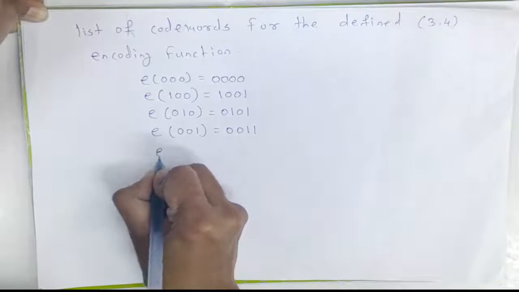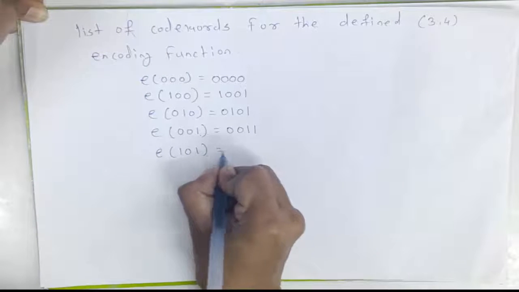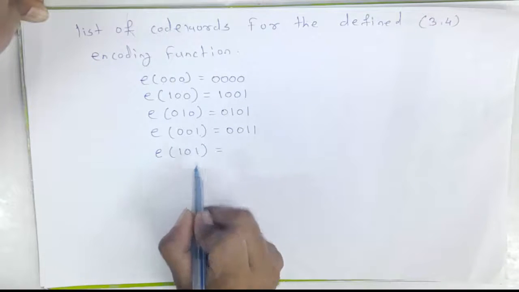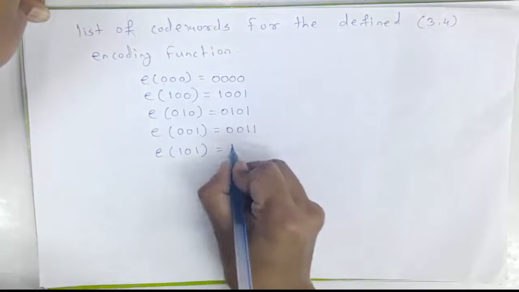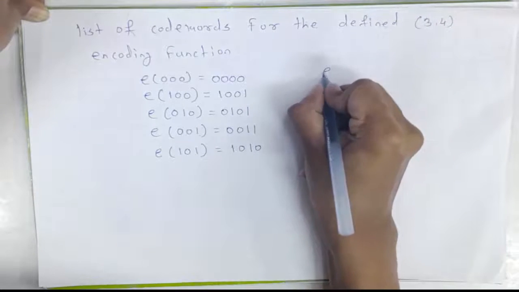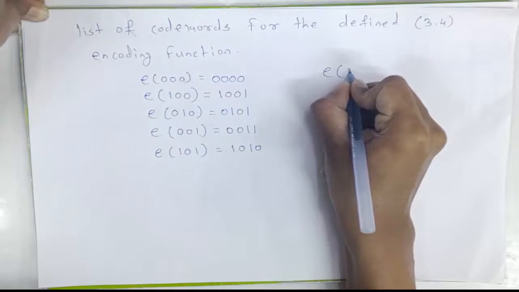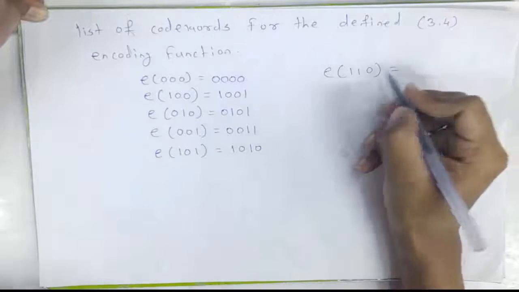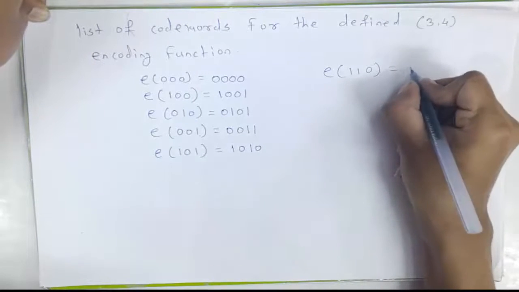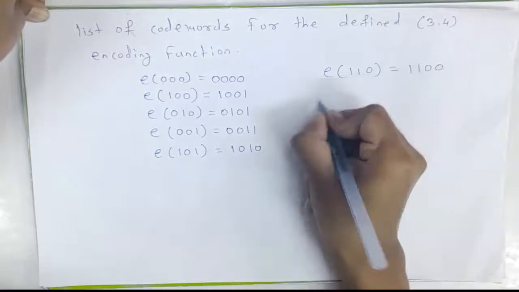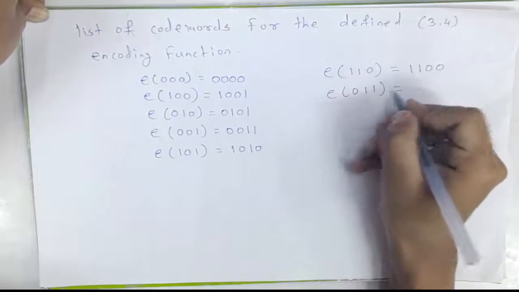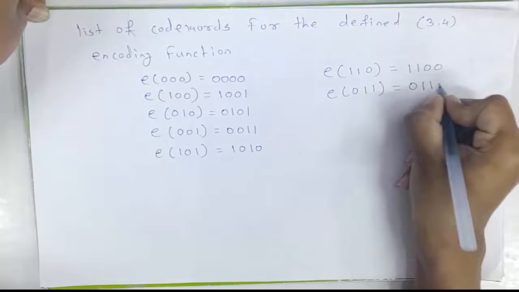Now E of 1, 0, 1. So here the weight of B is 2, the number of ones is 2. So that's why we add 0. So 1, 0, 1, 0. Now next E of 1, 1, 0. Now here again the weight of this 1, 1, 0 is even, so we add 0. 1, 1, 0, 0. Now next E of 0, 1, 1. Here again the weight of B is even, so we add 0.